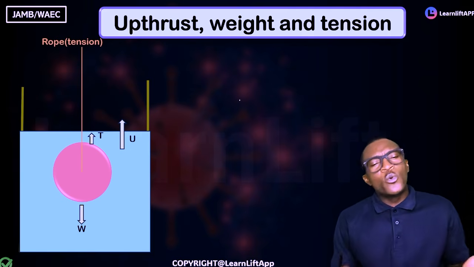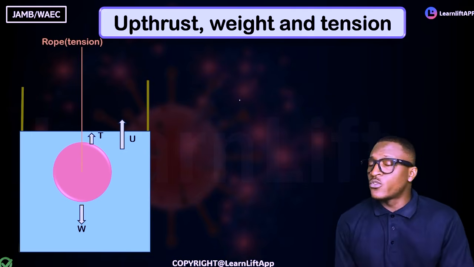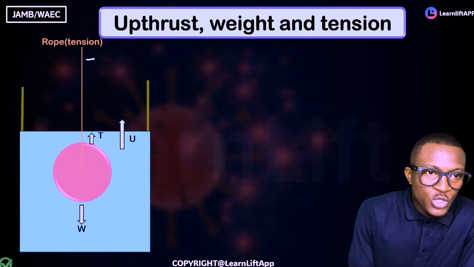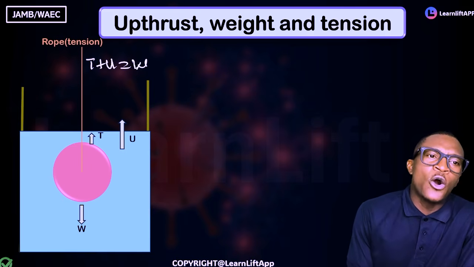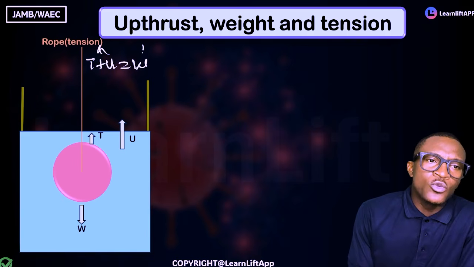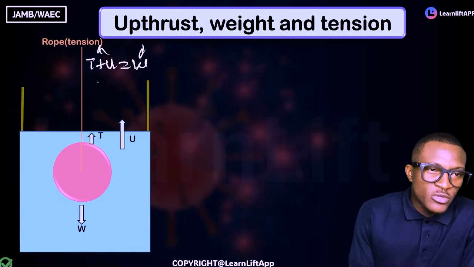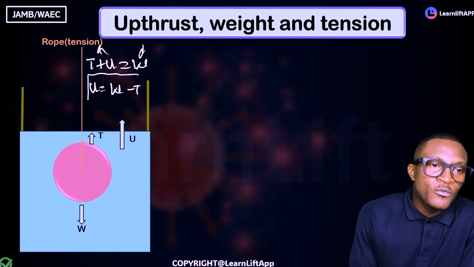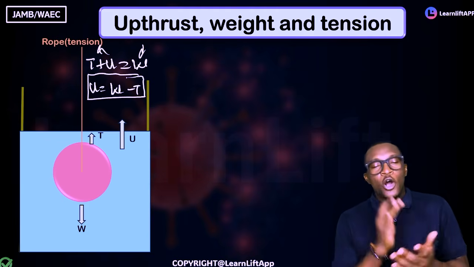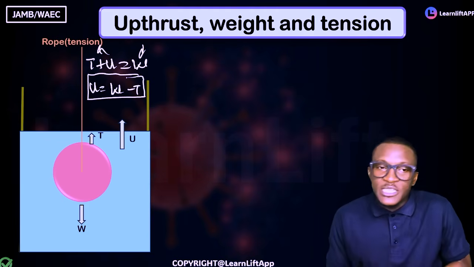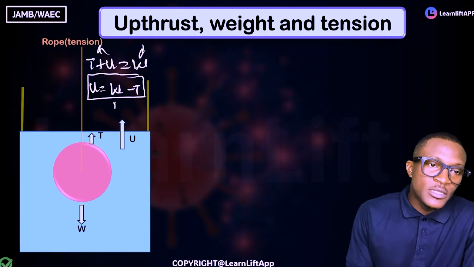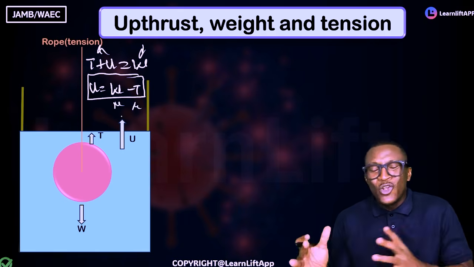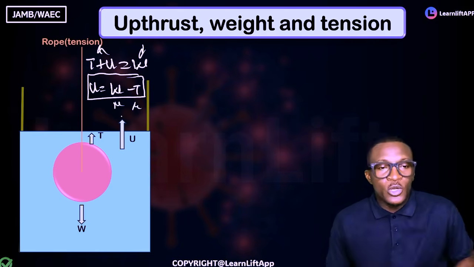Now, from equilibrium, we know that upward force will be equal to downward force. So tension here plus upthrust here is equal to weight. Of course, we said that upward force will be equal to what? Downward force. So from here now, make upthrust the subject of the formula. Upthrust here will be equal to weight minus tension. This is our first formula for upthrust. But what's upthrust? Upthrust is called loss in weight, which is given as weight minus what? Tension. Of course, weight is in Newton, tension is in Newton. Both of them are force. So that loss in weight is what we call upthrust. Everybody, what's upthrust? Loss in weight.